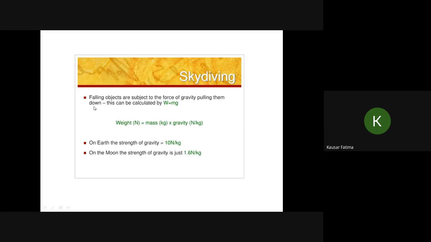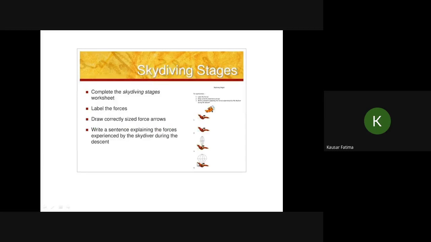Okay, so falling objects are subject to the force of gravity, pulling them down. That is the weight, mass into gravity. On the earth, the strength of gravity is 10 newton per kilogram. We are taking it as a force here. And on the moon, it is 1.6 newton per kilogram. Here is a diagram showing the free fall. You have to complete the stages, label the forces, and draw correctly the size of the forces, showing when and where which force is greater.